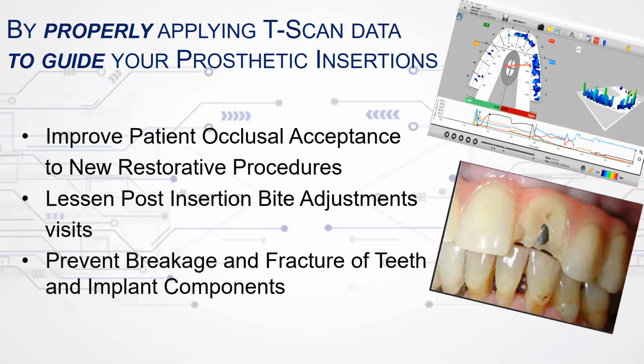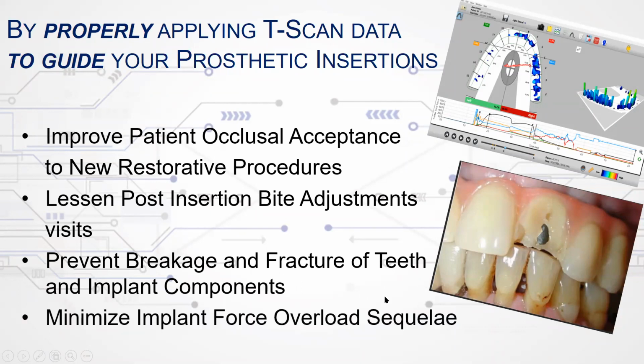And because you're dealing with T-scan, with force and timing metrics, you prevent breakage and fracture of teeth and implant components. You lessen that problem dramatically in your day-to-day practice. And you minimize occlusal force overload sequelae, such as peri-implantitis, screw loosenings, fracture and breakage, things that we're commonly seeing, where complication rates are going up in implant dentistry compared to conventional prosthodontics because of system rigidity. So these are all the things that will help your day-to-day practice work more smoothly if you have T-scan to implement into your occlusal practice.